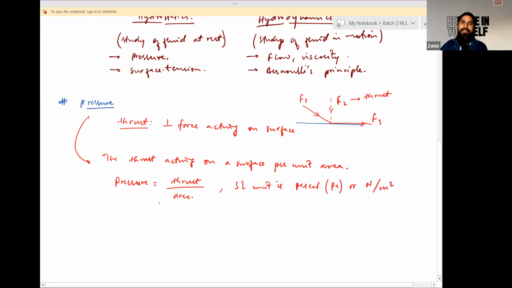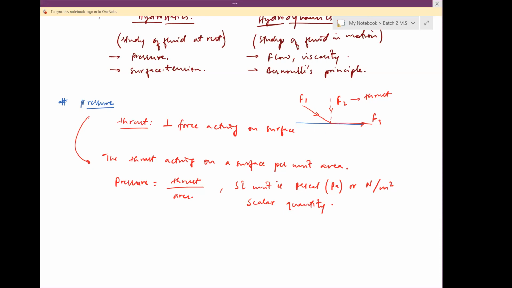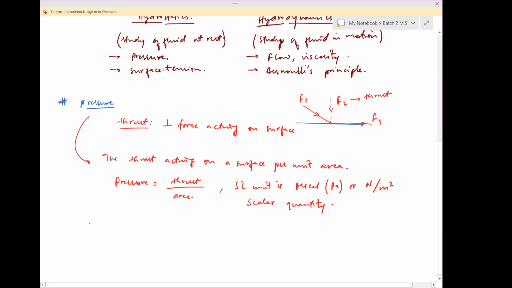And since it is directionless, it will be a scalar quantity. I will explain this particular property of pressure in Pascal's law, which is why it is called scalar. Is it clear? Yes, sir. Asma? Yes, sir. Just write it down.